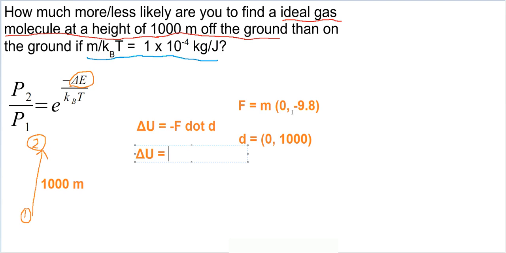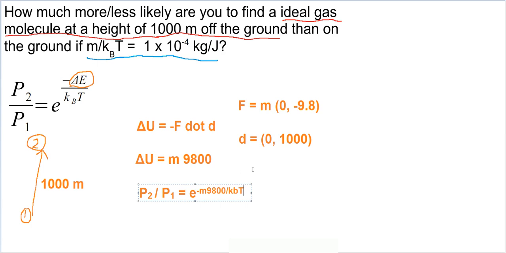Now, with these two things here, we can put them together and find delta U. We're going to take our force dotted with displacement, so x times x plus y times y. We're going to leave the mass in there, so we'll just leave the mass as a variable. And 9.8 times 1,000 with an extra minus sign out front is 9,800 for our delta U in SI units. So once you have this, what you can do is you can compare P2 divided by P1, just like in the formula. It's equal to a natural exponent to the negative change in energy, which is m times 9,800, divided by the Boltzmann constant times the temperature.